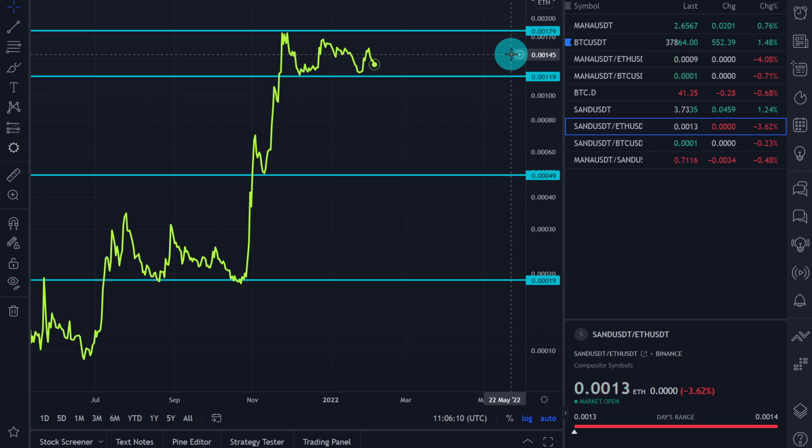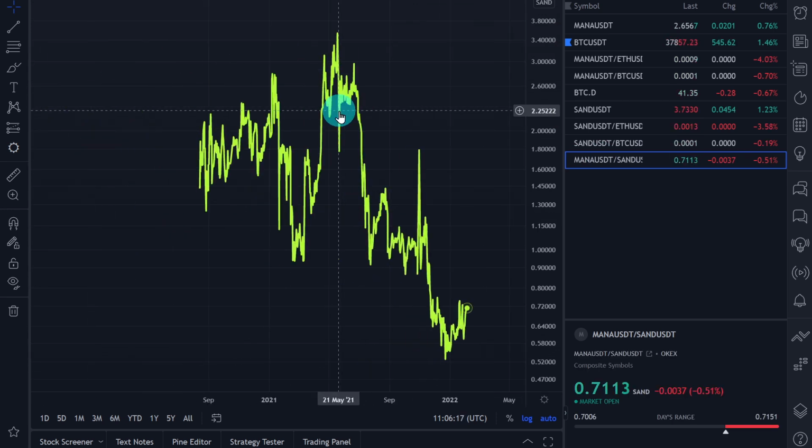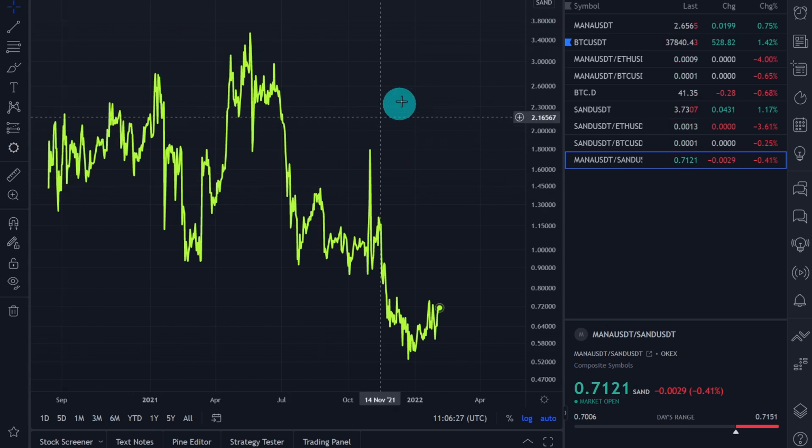Now let's make a direct comparison. So let's look at Mana divided by Sandbox. That's this chart over here. So how is Mana performing over the long term in terms of price development? And this again is a very, very different chart, right? It looks like over the long term, Mana was underperforming Sandbox.